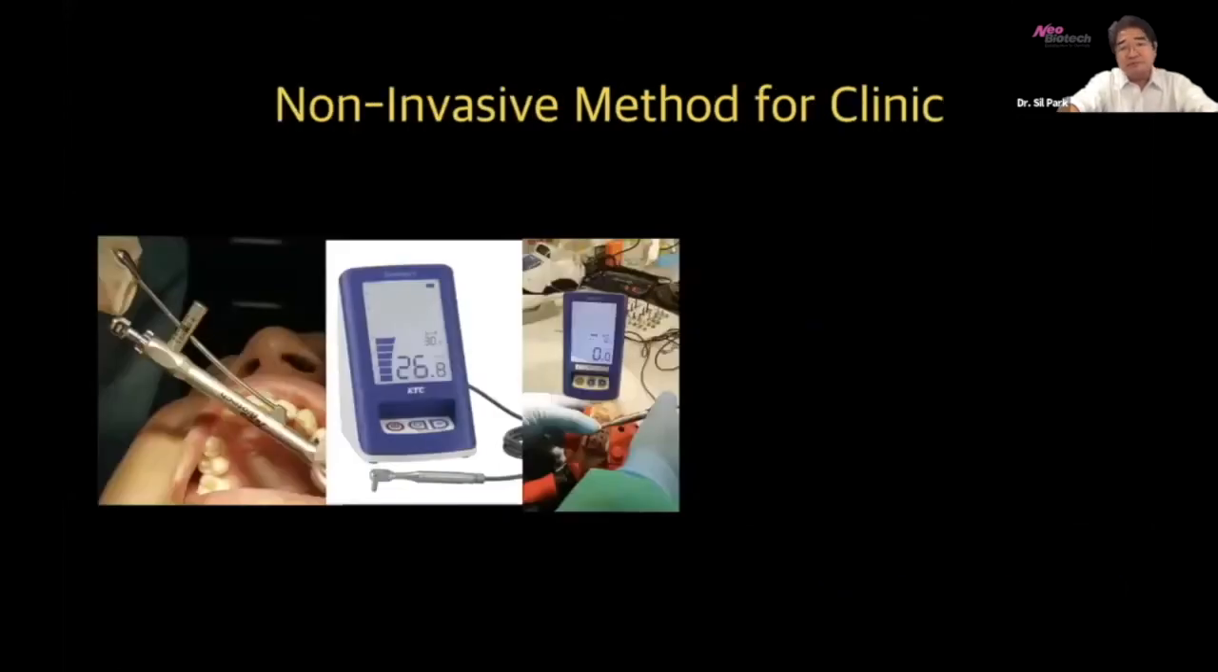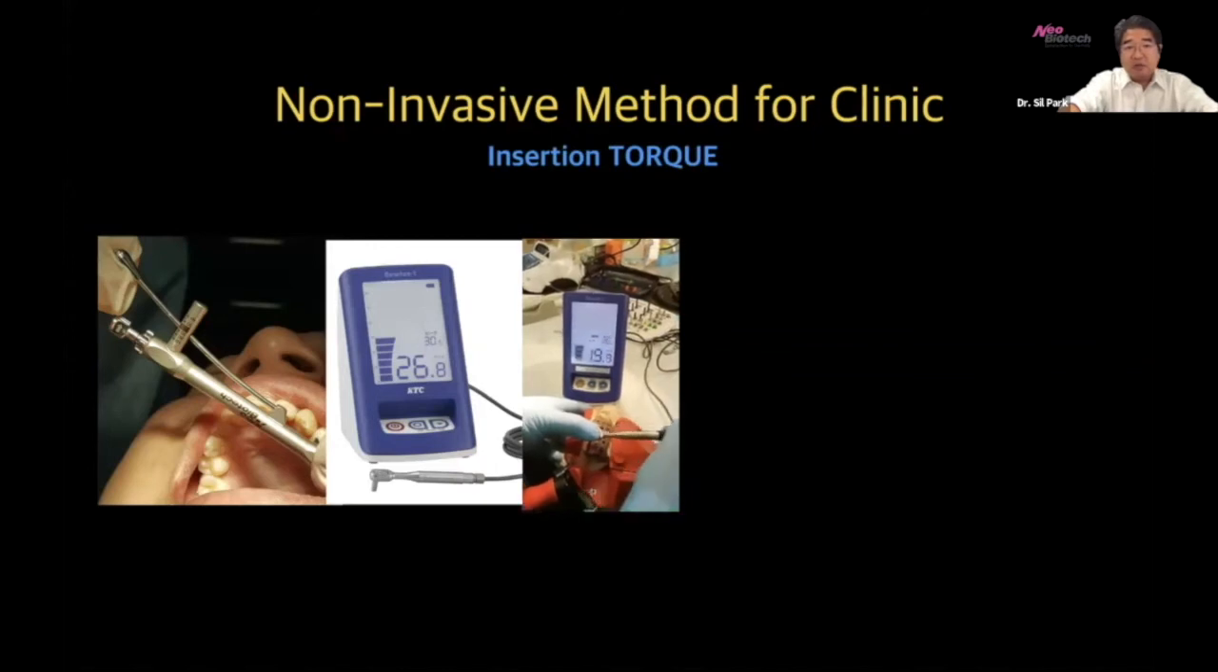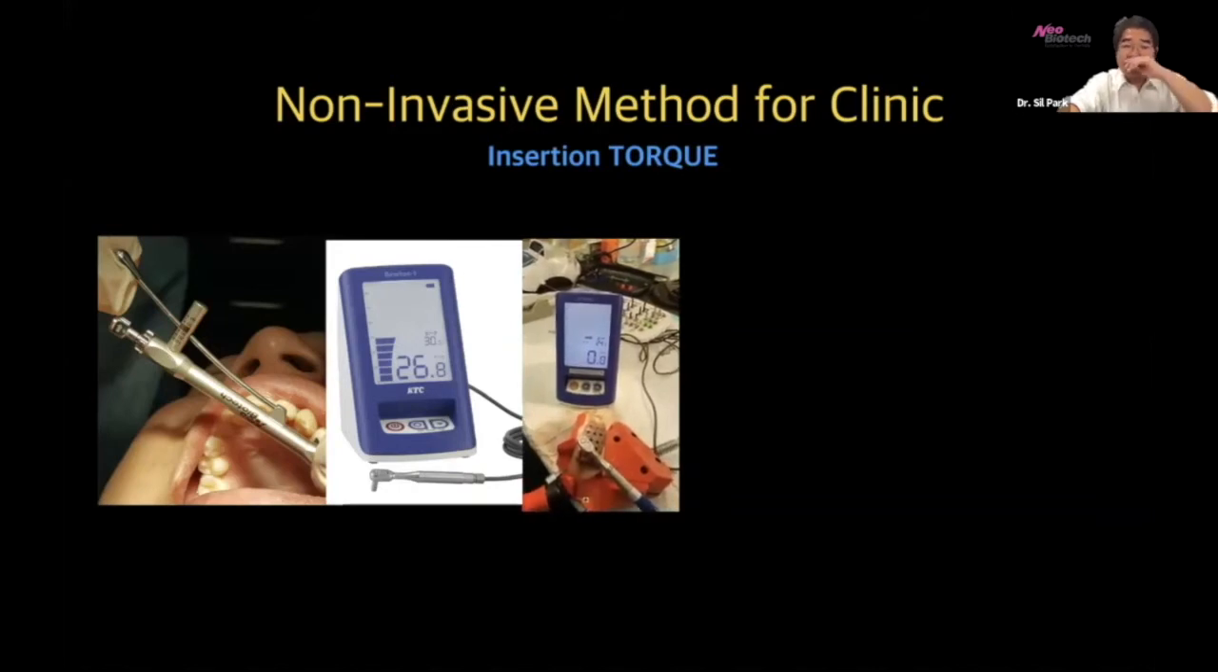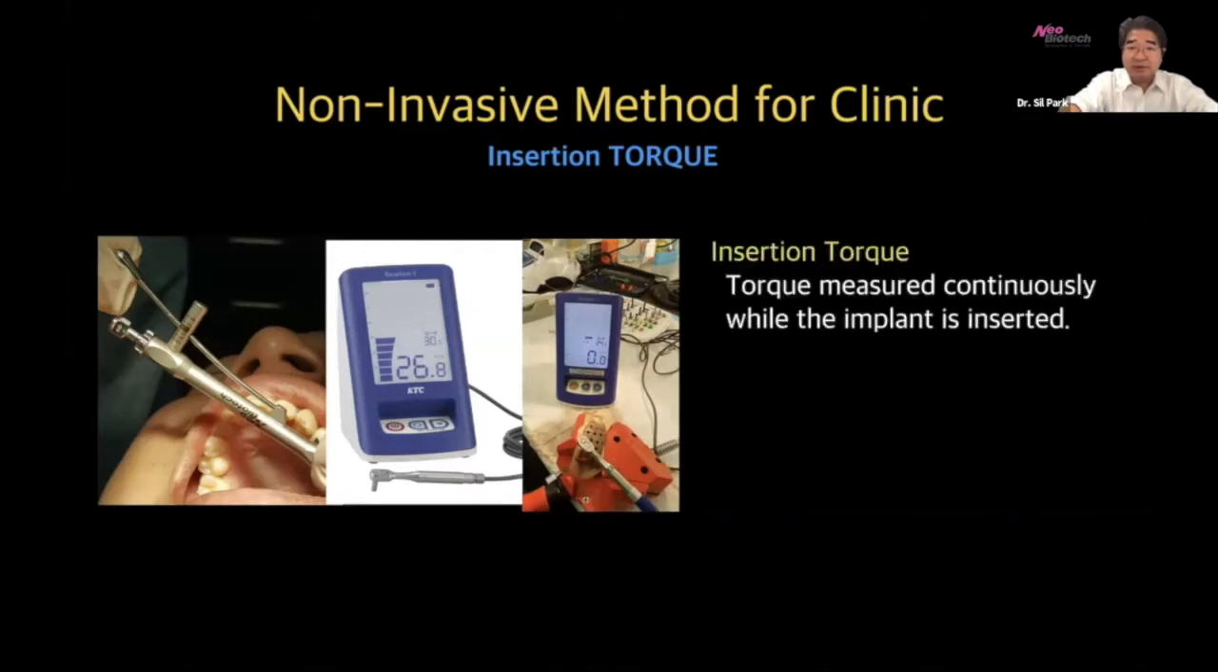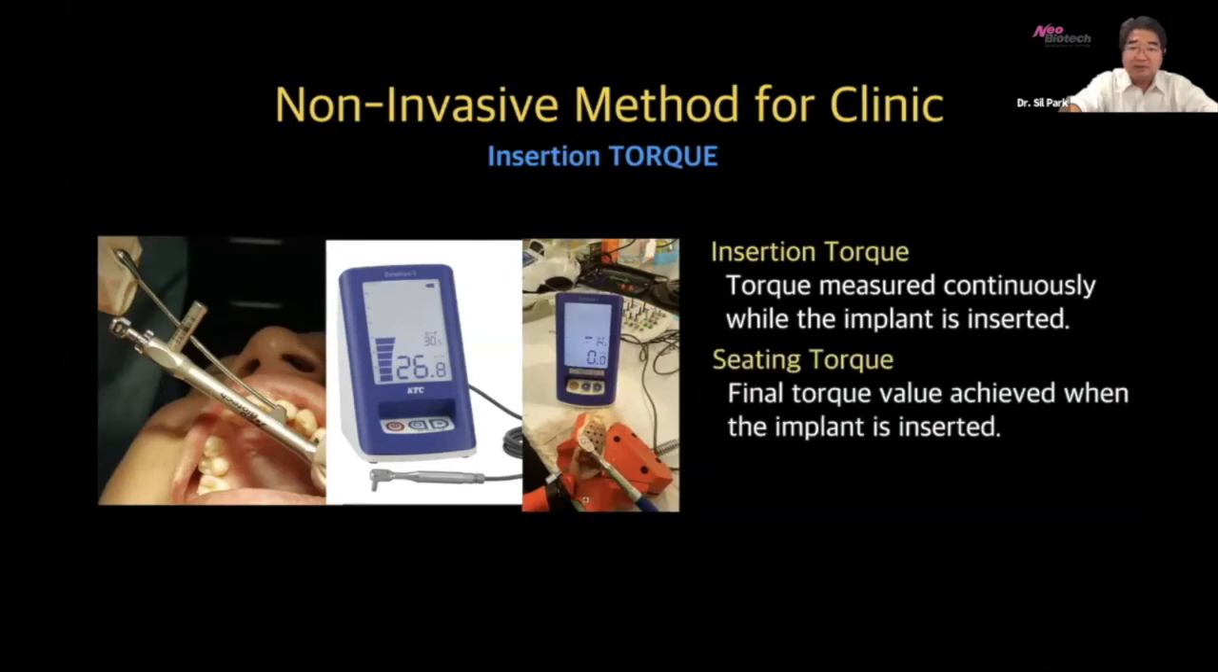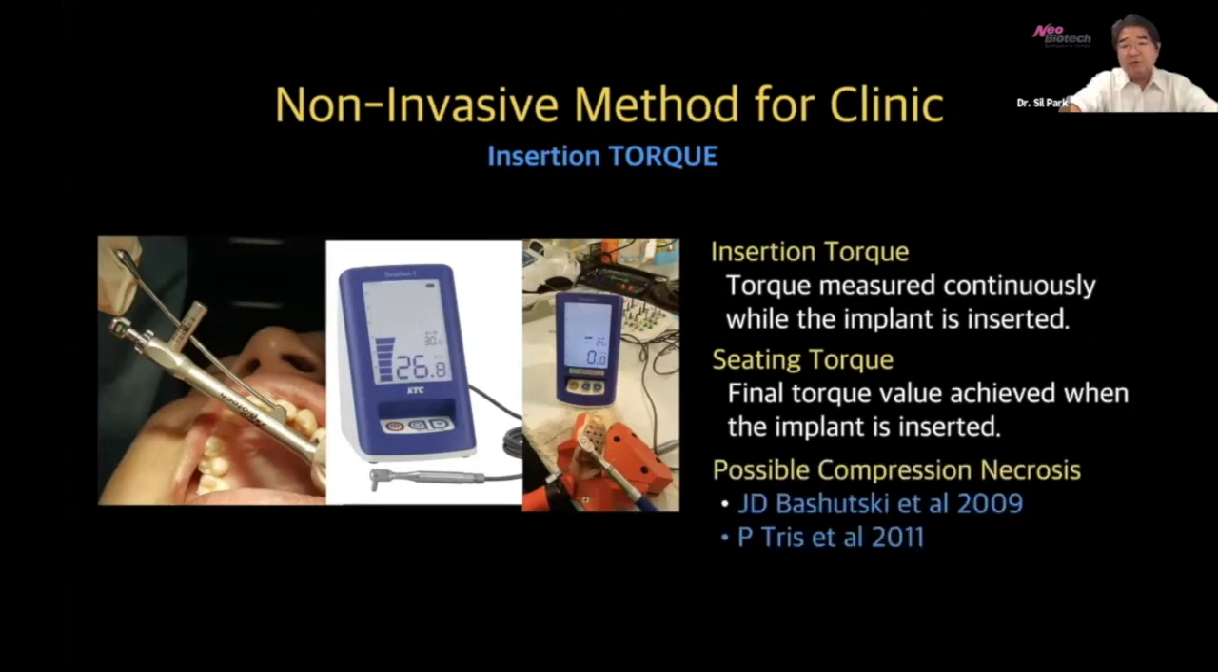Then now what we can do in our clinic. First one is insertion torque, right? As you can see, I can use a manual insertion torque wrench, and also I can have a digital torque wrench. When I'm using the digital torque wrench, I can record the highest number of the torque, and then I can measure it. Insertion torque is a torque measured continuously while the implant is inserted. What some people call the seating torque is the so-called final torque value achieved when the implant is inserted, right? Nowadays, it is not really important. Usually, as a clinician, when we place the implant, we always measure the final moment of the torque, and we call that the insertion torque or seating torque, right?